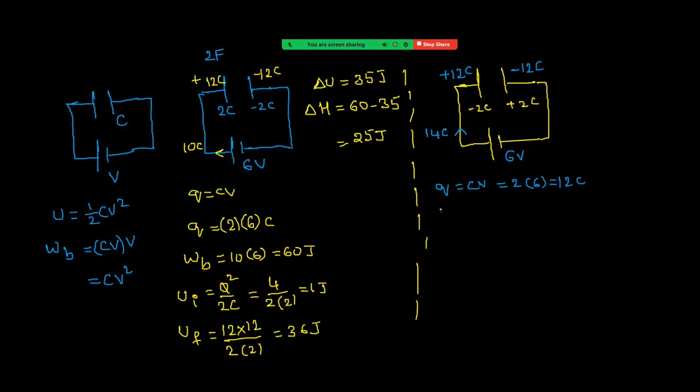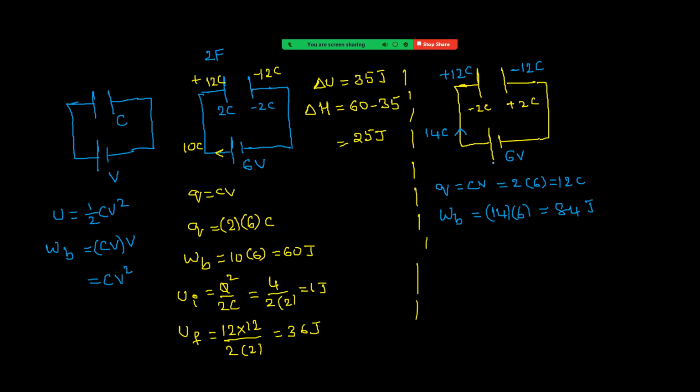Then see, work done by the battery is equal to charge 14 into potential difference 6. So 6 times 4 is 24, 6 times 10 is 60, total is 84. So 84 joule, right?